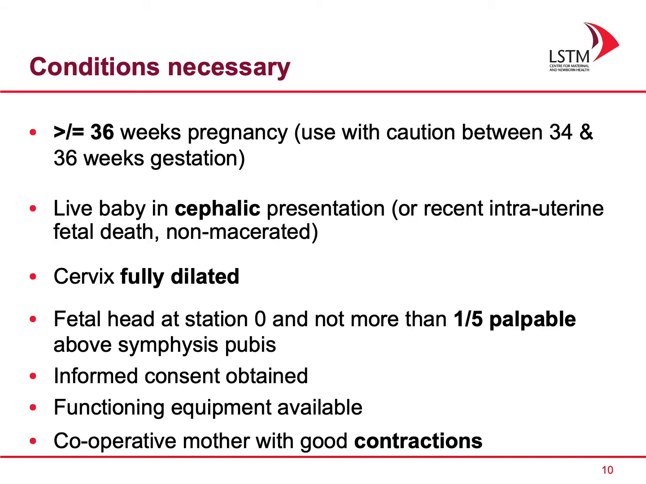So conditions necessary, what you're calling the prerequisites, those things that before you do the vacuum delivery, you must have ensured that they've all been catered for. Like, let's look at a few of them or some of them. So the pregnancy needs to be term, 36 weeks plus.